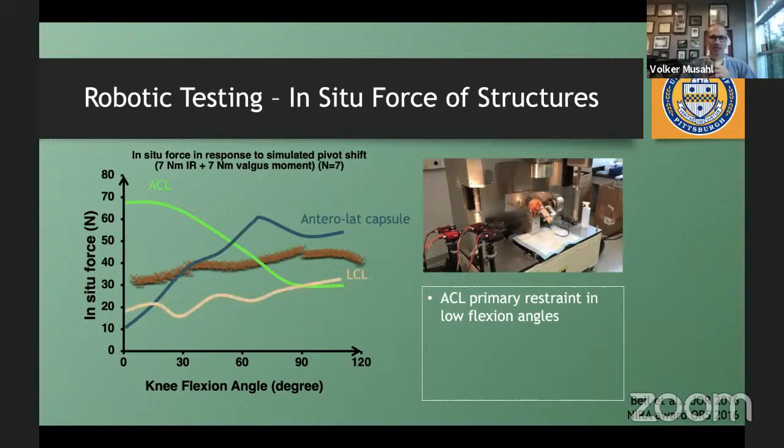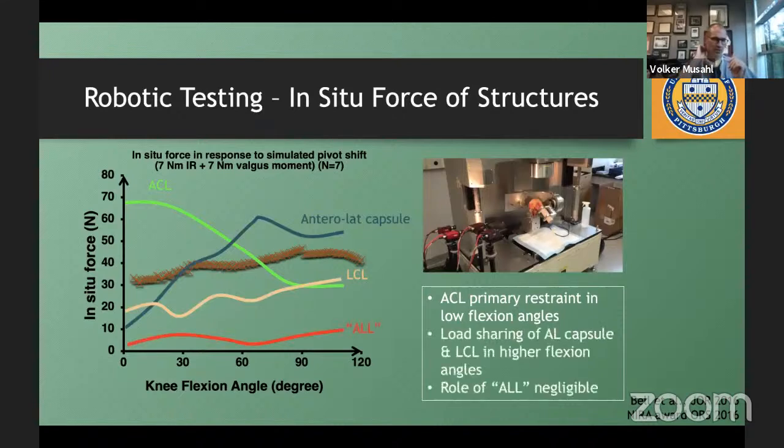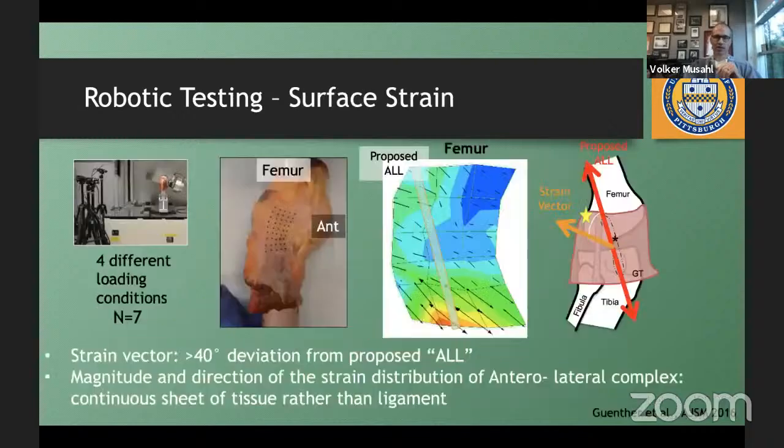The LCL does some load sharing with the anterolateral capsule. And then when you cut out the so-called ALL, you will see that it carries a really negligible force. So I think it's a very powerful study. It won a Young Investigator Award at the OIS and is published in JOR.